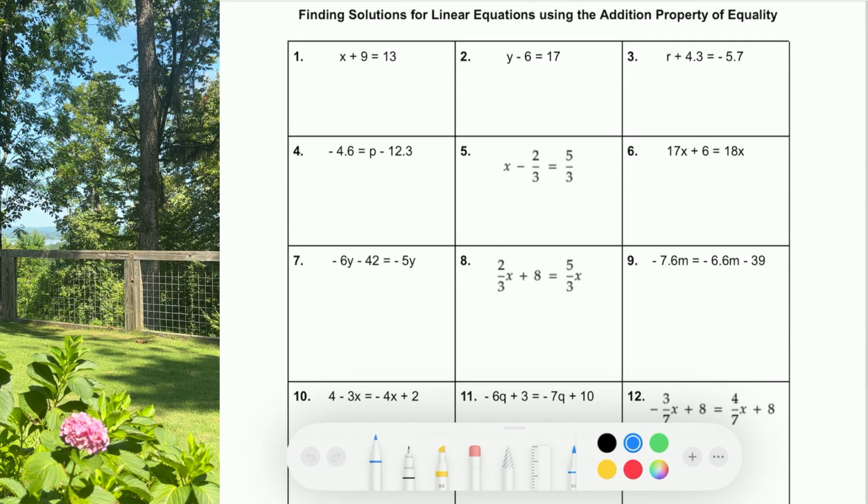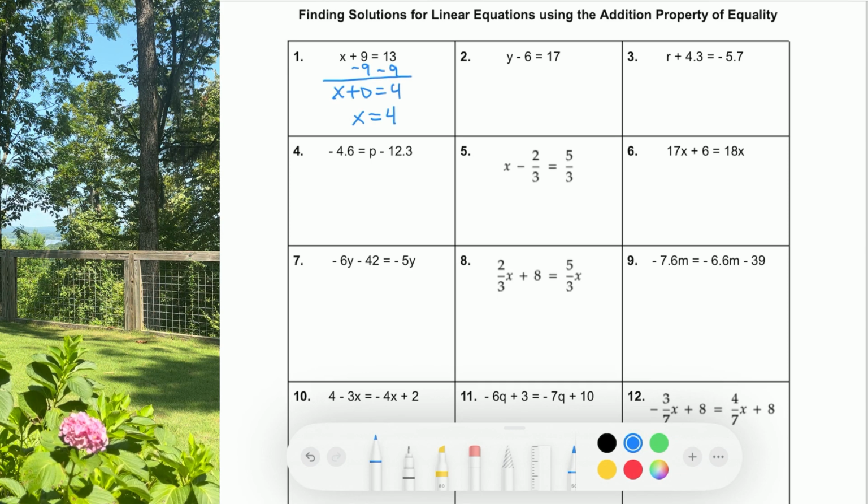We have x plus 9 equals 13. I need to get that x by itself, and that's the main goal. So I'm going to do the inverse of what we have with the 9 right now. We have plus 9, but I'm going to subtract 9. If I do it to this side, I need to do this to the other side. So I end up with x plus 0 equals 4, and our answer is x equals 4.